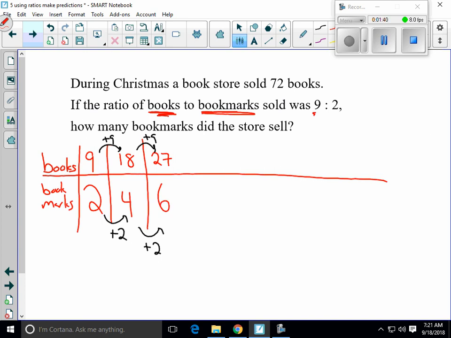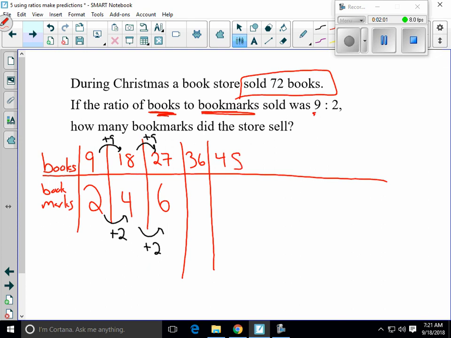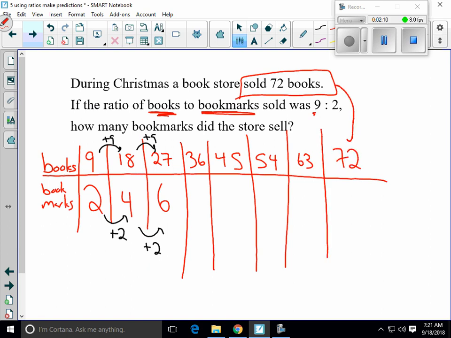Okay, this problem, though, tells us that they sold 72 books. Okay, so the top part of this table where we have books, that should go up to 72. Okay, so I'm going to keep adding 9 each time. Okay, it's helpful if you know your 9 times tables. So the next one would be 36, 45, 54, 63, and 72. That's the number that I'm trying to hit.